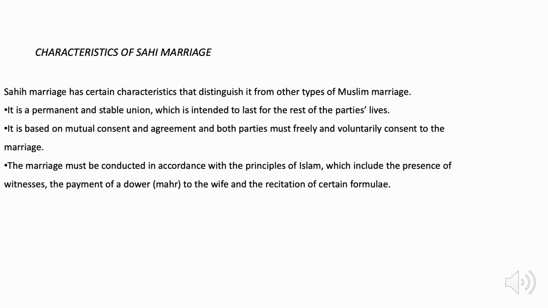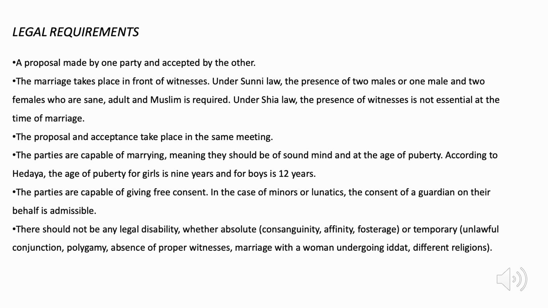A Sahih marriage has certain characteristics. For instance, it's permanent and stable and it is supposed to last for the rest of the parties' lives. It is based on mutual consent and there must be free and voluntary consent. And the marriage must be conducted in accordance with the principles of Islam, including presence of witnesses, payment of meher, and recital of certain formulae.